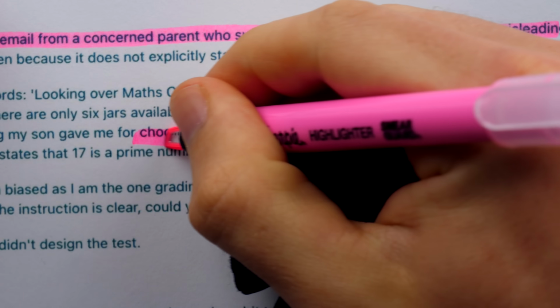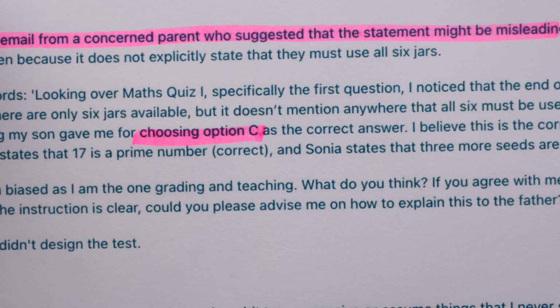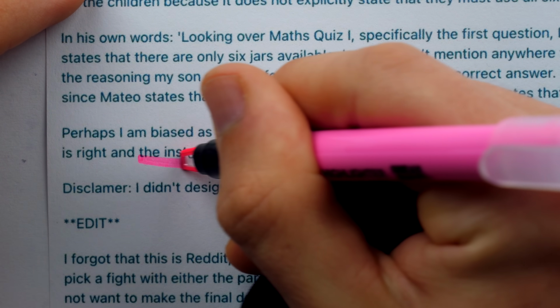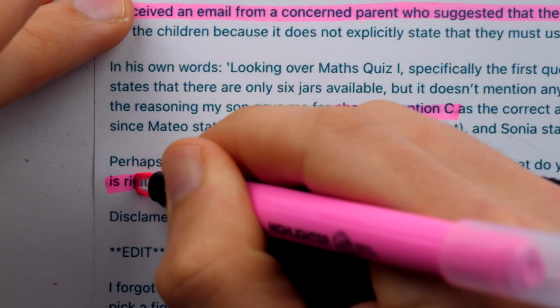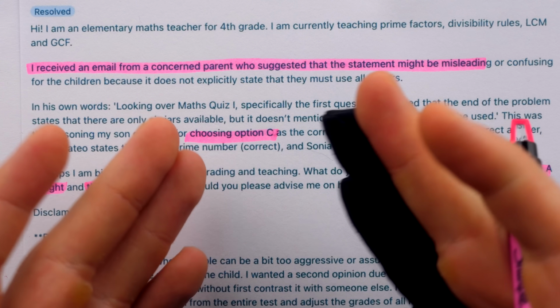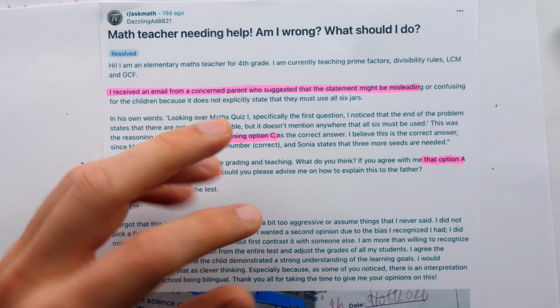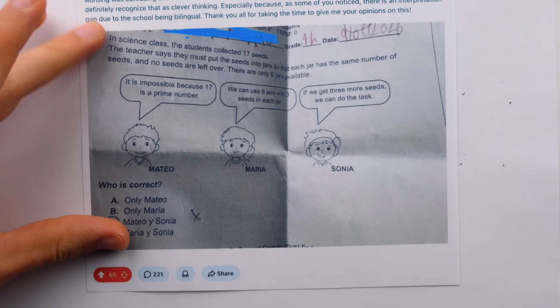The student and father apparently think that C is the best answer. The teacher, on the other hand, thinks the question is clear and the correct answer is A. So, the question, who is right? As we'll see, nobody. Let's take a look at the actual problem.